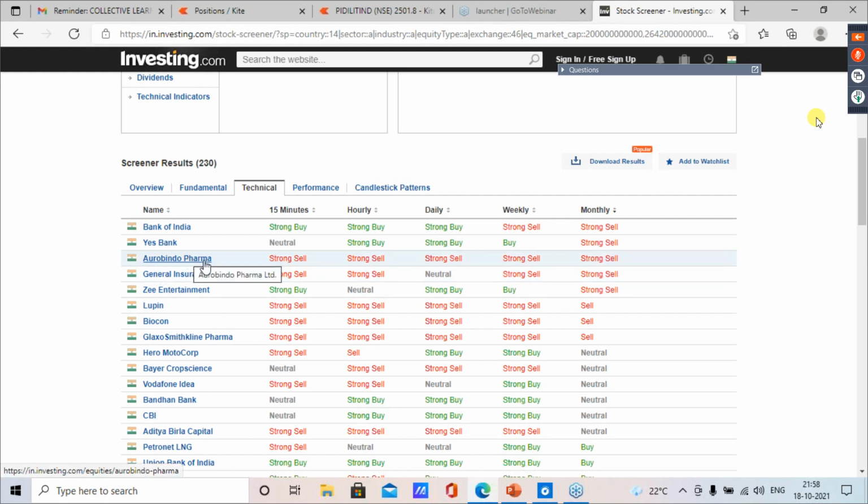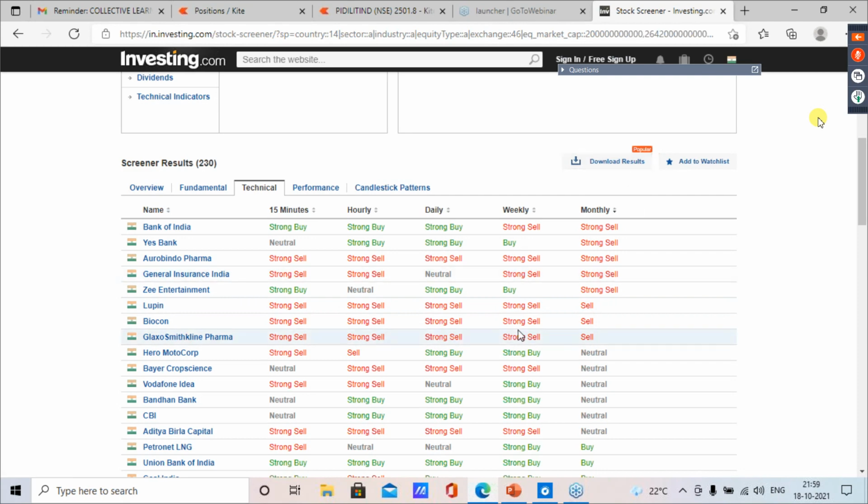Can I use Aurobindo Pharma for a sell trade tomorrow because we have strong sell in all the time frames? Can I take Aurobindo Pharma for a sell trade? Can you all reconfirm? Can I take Lupin for tomorrow's sell trade? No, because there's just sell in the monthly time frame. We need strong sell.